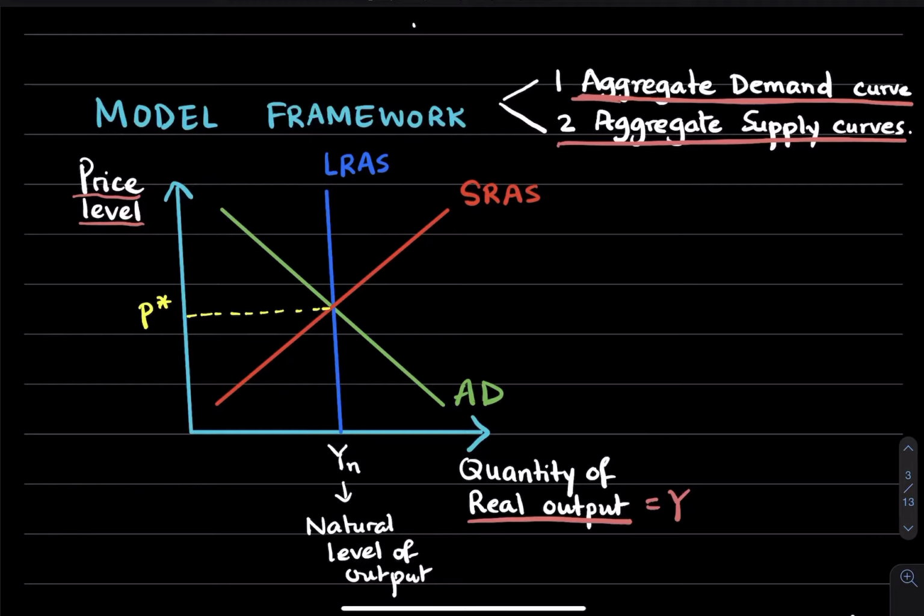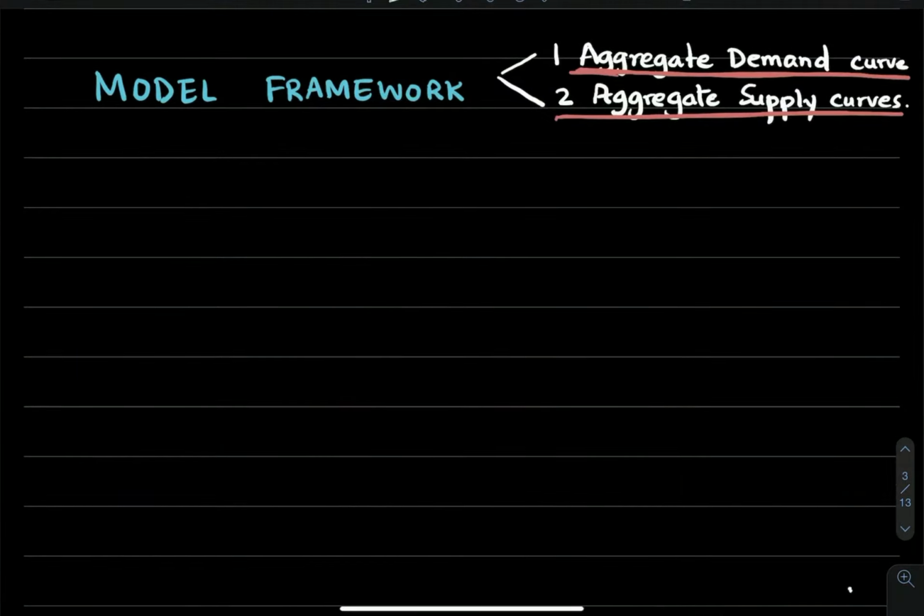In the chapter, we are going to talk about why these curves look the way they do. So in this video, we're going to be just introducing the model framework for aggregate demand and aggregate supply. We're going to be talking about one aggregate demand curve in this chapter and two types of aggregate supply curves.